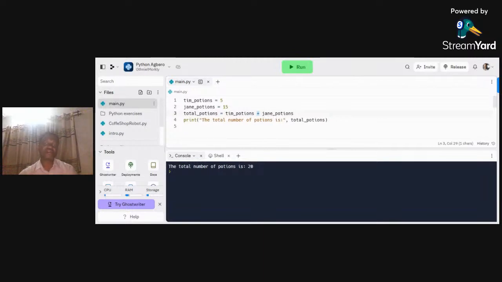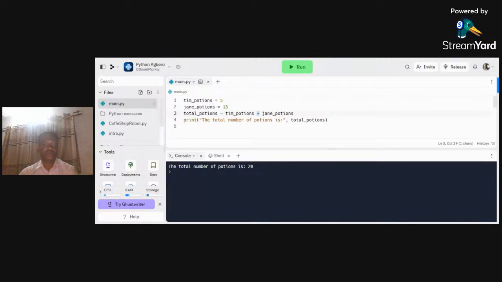So the code assigns the number of portions each friend has to variables, Tim's portions and Jane's portions. And using the plus operator, we add the values together and store the result in the variable total portions. Finally, we print the total number of portions. We can also use the plus operator to join strings. It's like creating a magical bond between words. So let's say we have the word abracadabra and the words hocus pocus. Using the plus operator, we can combine these words to create a magical phrase.